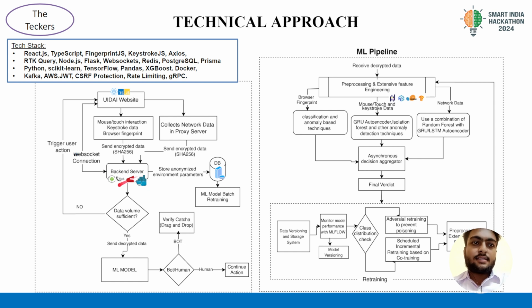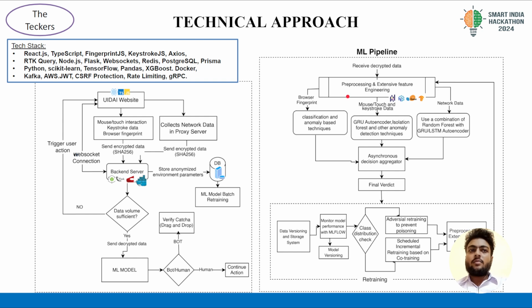Then, the backend server checks for the data volume sufficiency. If the data collected is insufficient to confirm the identity, then minimal user interactions are triggered on the front end, such as a simple captcha. If the data is sufficient, then that data is decrypted and sent to the ML model, which then predicts whether the user is a human or a bot. If the user is a bot, then it is sent to a new route to verify a captcha.